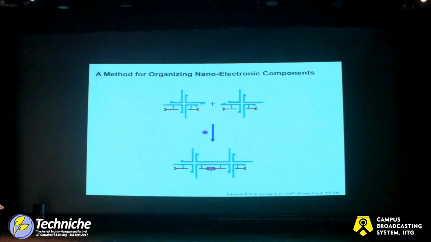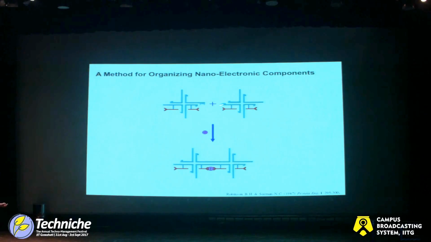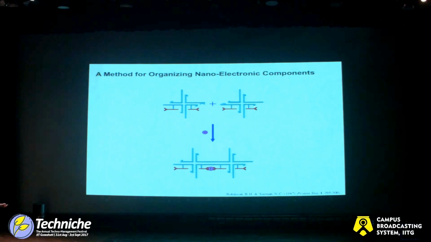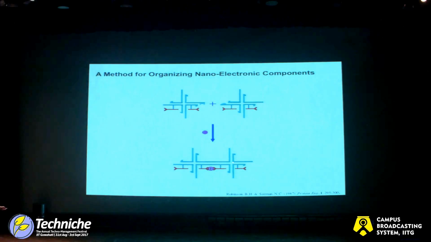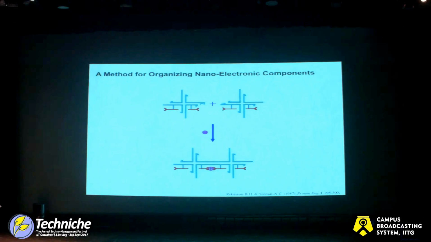In the same sense, we can organize nanoelectronic components this way. Here's a branch junction, here's a branch junction. Pendant from it is something that can behave as a piece of electronic circuitry, and we can bring these guys together to organize them using the organizational and architectural properties of DNA.